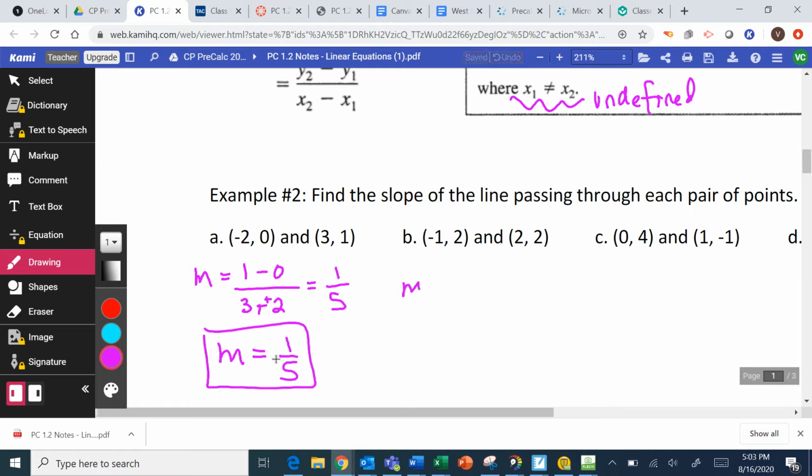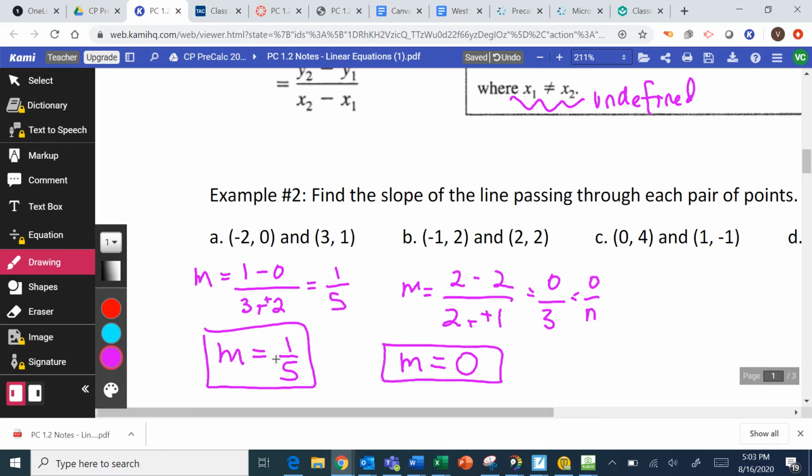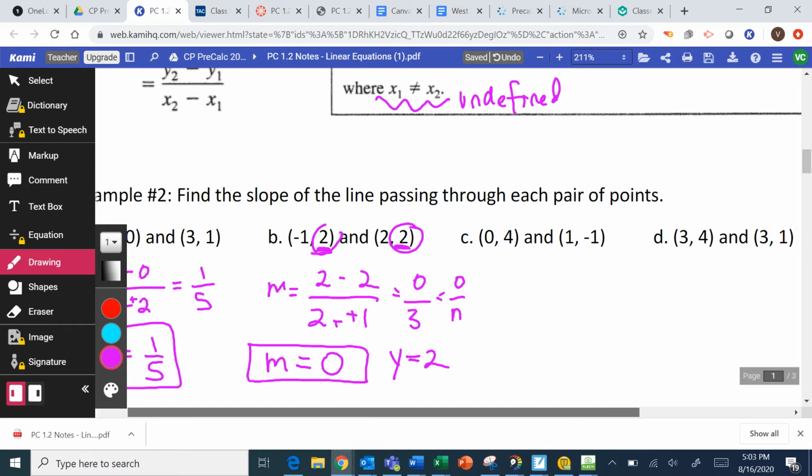For b, we've got 2 minus 2 over 2 minus negative 1, 0 over 3. When we take 0 and divide it by any number, that is possible. That is the answer of 0. This equation here would be where y was always 2. That would be a horizontal line.